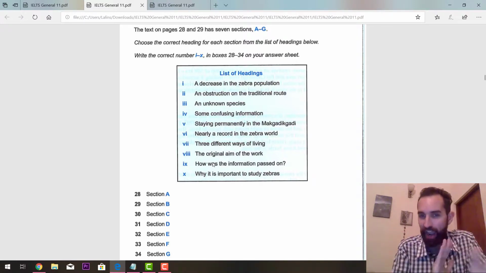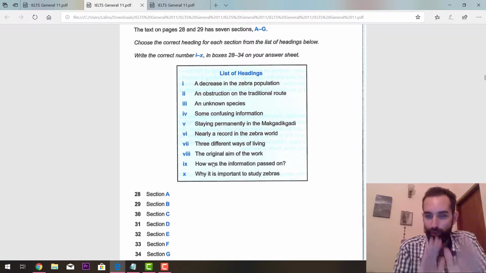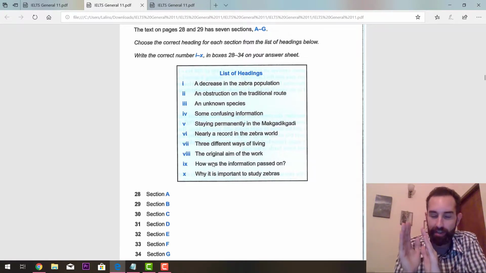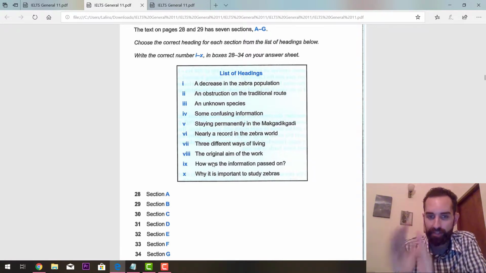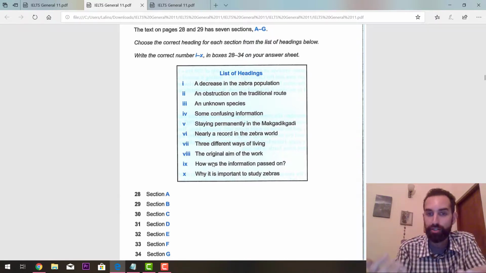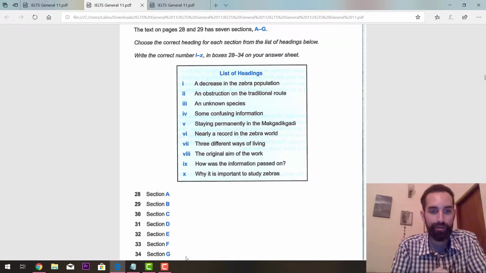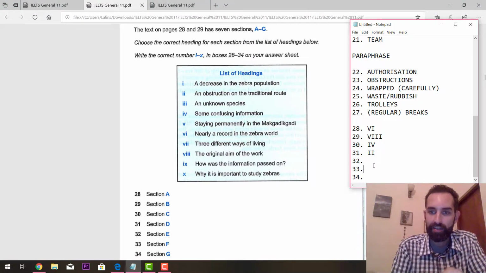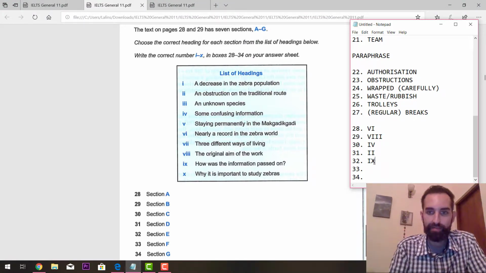So, yeah, how was the information passed on? That's the question that paragraph just asked. Because during that time the fence was up, there's a generation that did not migrate, but the generation afterwards did. So where did they learn that information? And that is what they're asking. How was that information passed on? So the answer to that is IX.